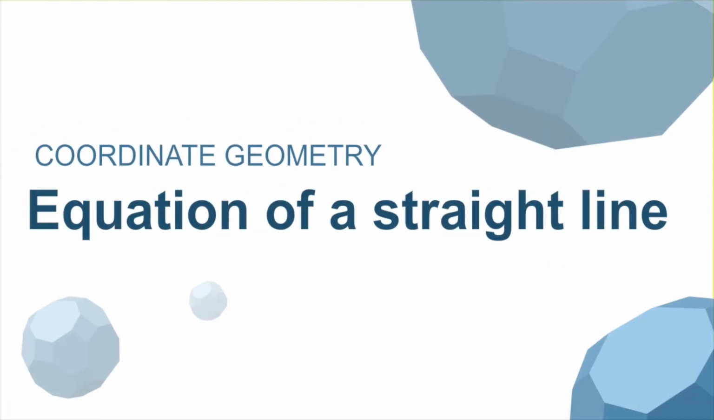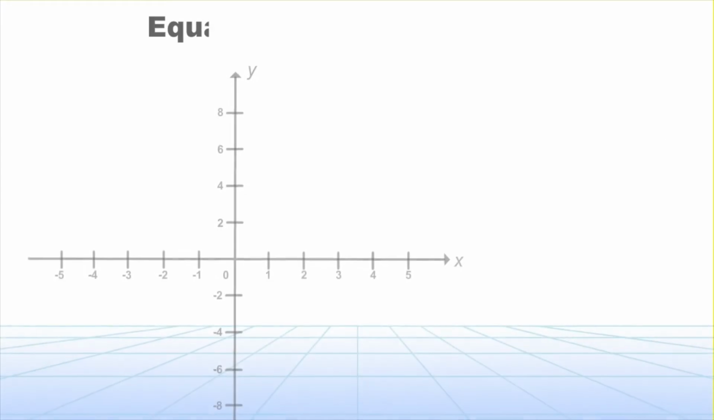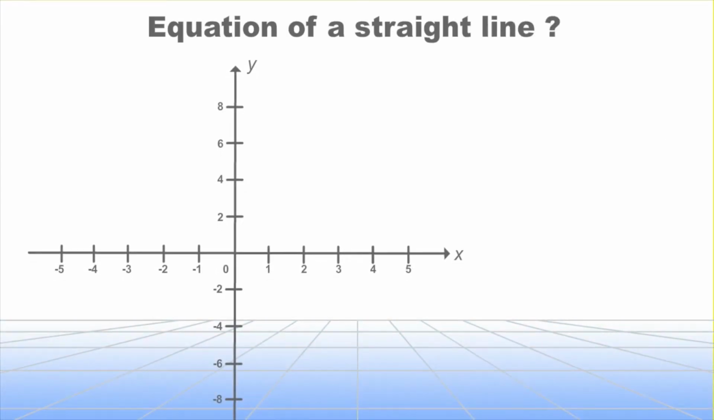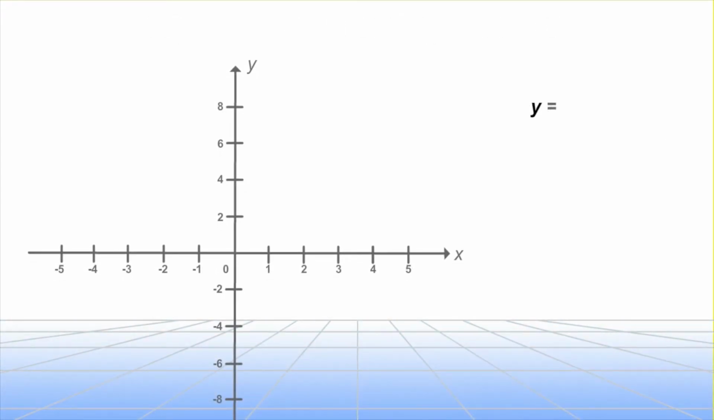In this video, we will learn how to find the equation of a straight line. Let us recap. If we are given an equation like this, y equals 2x plus 4, how can we draw it on a graph? First, we need to find three sets of x and y values from the equation.